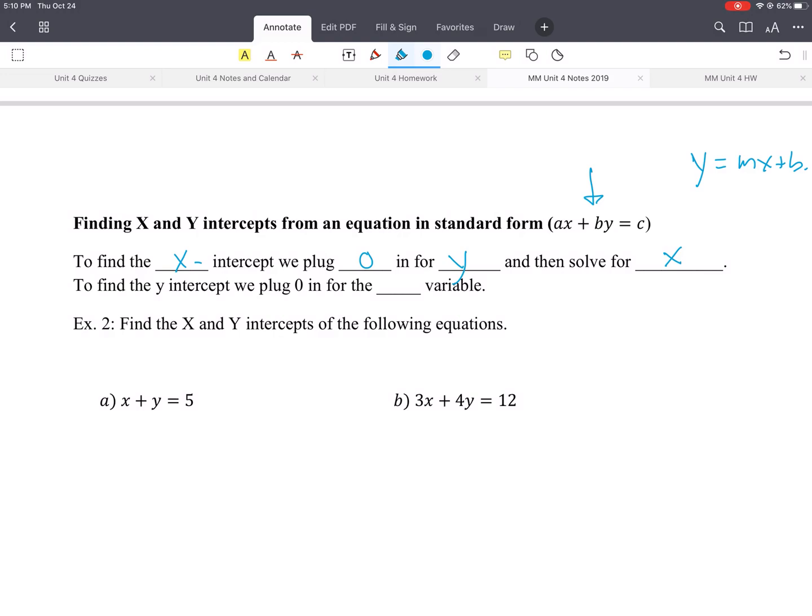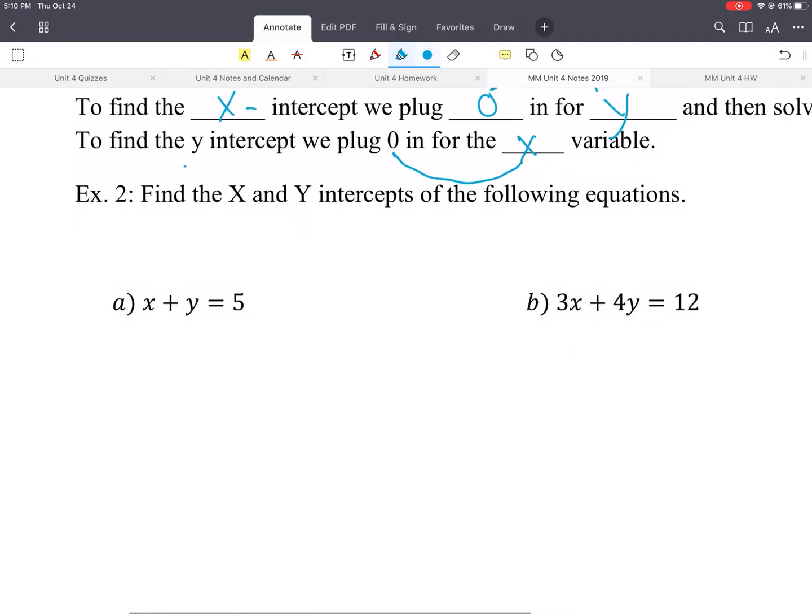So if we're trying to find x, we set y to 0, and if we want to find the y-intercept, we plug 0 in for x. Okay, so let's do some examples of doing that.